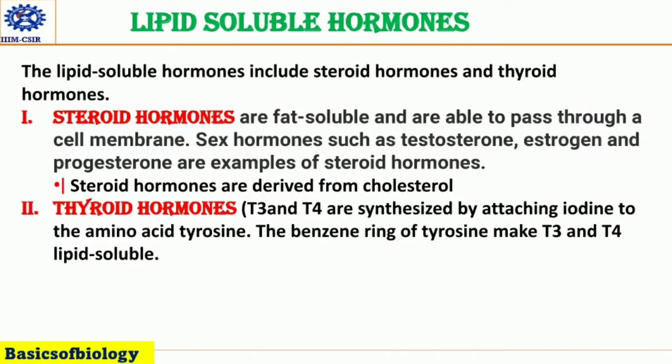Steroid hormones are fat-soluble and are able to pass through a cell membrane. Sex hormones such as testosterone, estrogen, and progesterone are examples of steroid hormones. Steroid hormones are derived from cholesterol.